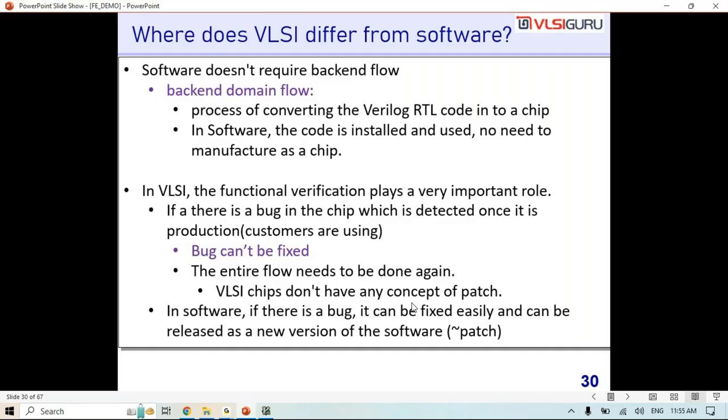You identify the bug, you know where the bug is, fix it, release it. So where does verification play a more important role? VLSI, right? Because if you don't identify it, that's a problem. If you don't identify it, 100% it will come in the chip, in the phone. Once it is gone, it will come to all the phones. That's why it plays an important role.